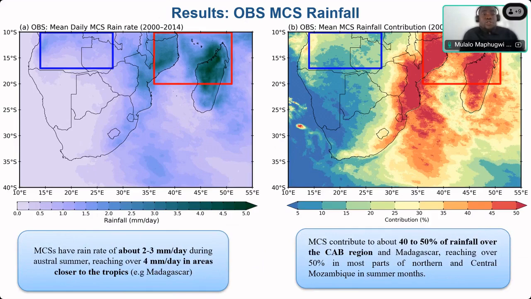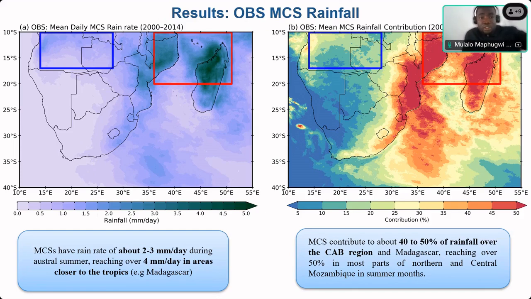So we move to one of the most important things of mesoscale convective systems, which is their rainfall contribution. Here we started with the observation. You can see that the contribution peaks at over 50% of rainfall, with the Mozambique Channel coming down to Madagascar and most parts of Mozambique, where these systems tend to contribute over 50% of rainfall. And then you also go to the southeast of South Africa, where they also play a major role in the seasonal rainfall over there.